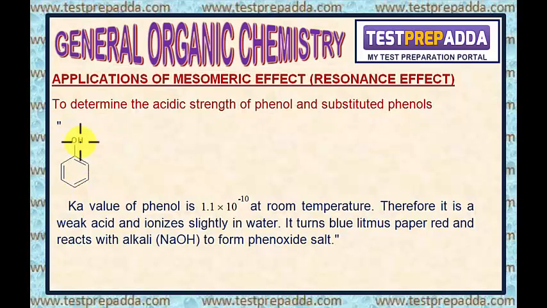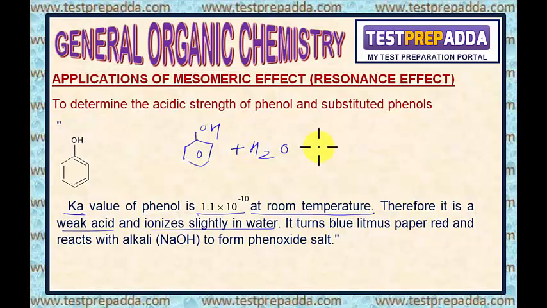Experimentally, we decide the acidic nature of the compound with the help of Ka values. So here the Ka value of phenol is 1.1 into 10 raised to minus 10 at room temperature. Therefore, phenol is a weak acid and ionizes slightly in water. When I say it ionizes slightly in water, if you put this phenol in water, it will give phenoxide ion plus H plus.